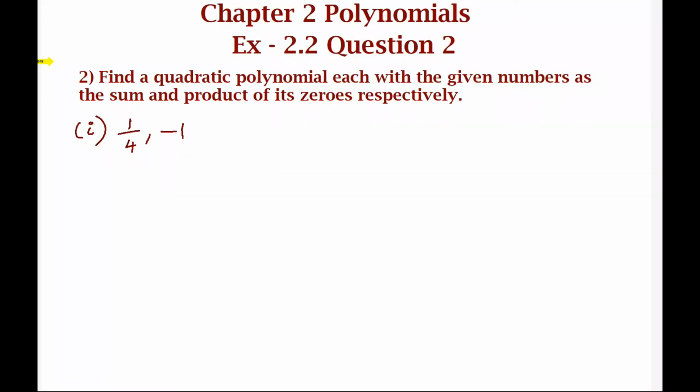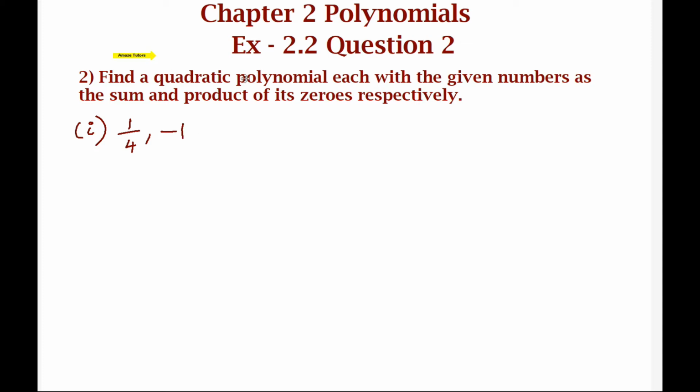Hello everyone, welcome back. Today we are going to continue with the same chapter, Polynomials, exercise 2.2, question number 2. This is the instruction: find a quadratic polynomial each with the given numbers as the sum and product of its zeros respectively. So 1 by 4 is the sum of the zeros and negative 1 is the product.